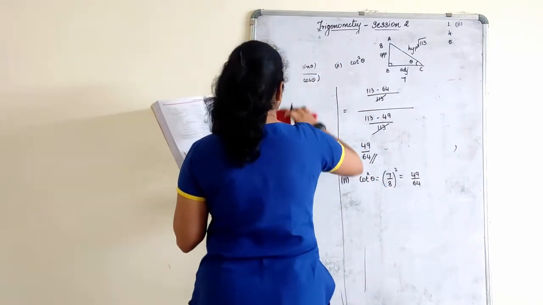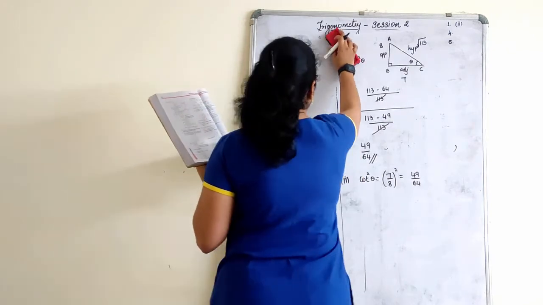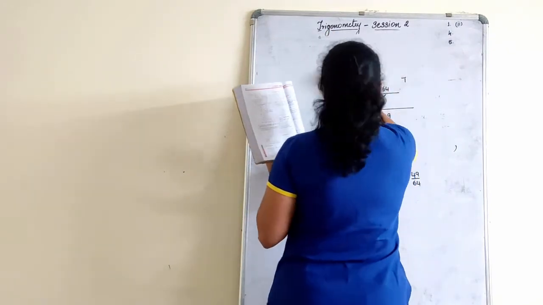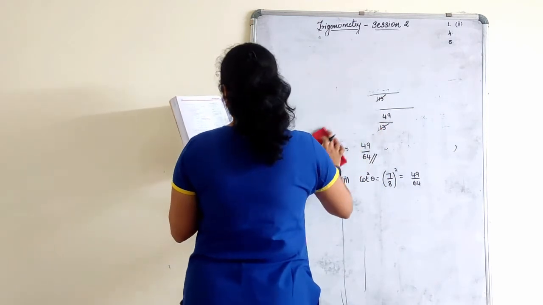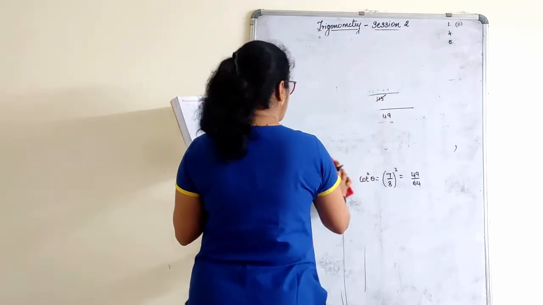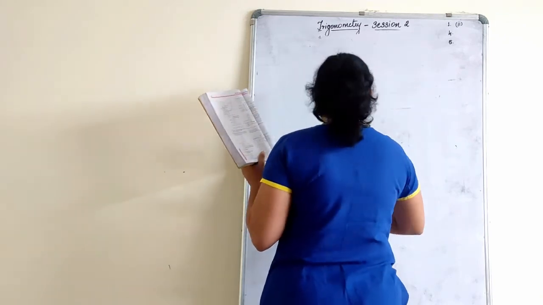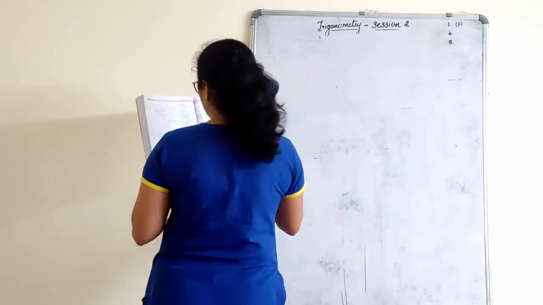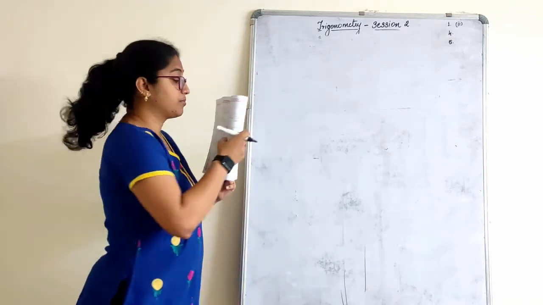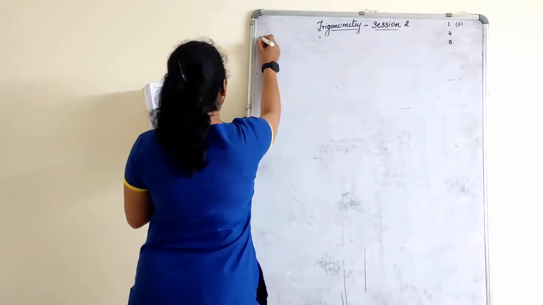Eighth one. Check whether, if 3 cot A is equal to 4, the given value is correct or not. We have to check whether LHS is equal to RHS or not.